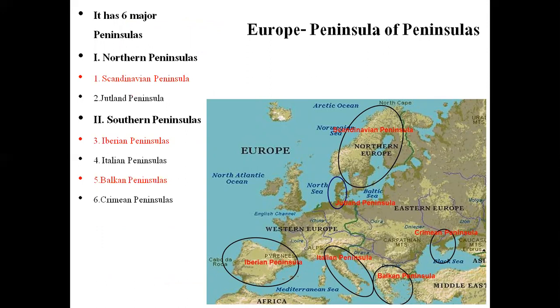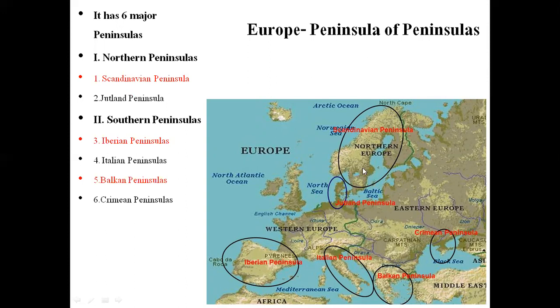Again, majorly, when you talk about Europe, we are having 6 major peninsulas in the Europe continent itself. In the north we are having 2 peninsulas: the Scandinavian peninsula and the Jutland peninsula. Here you can see I have marked those things. So this is the Jutland peninsula.